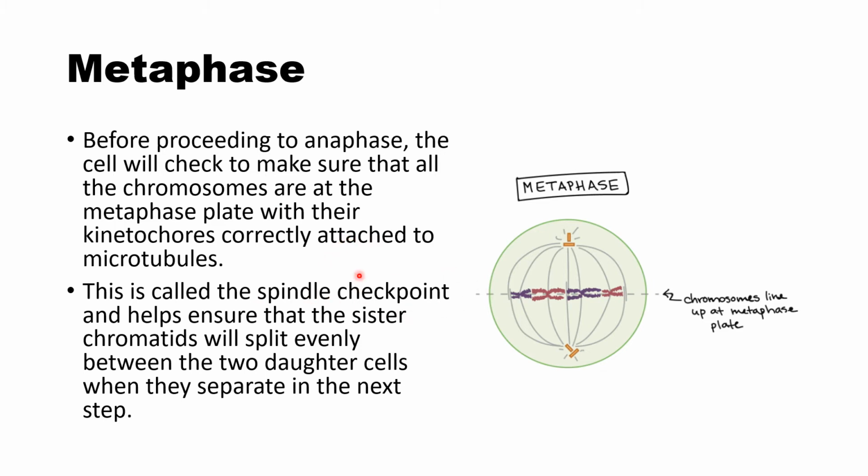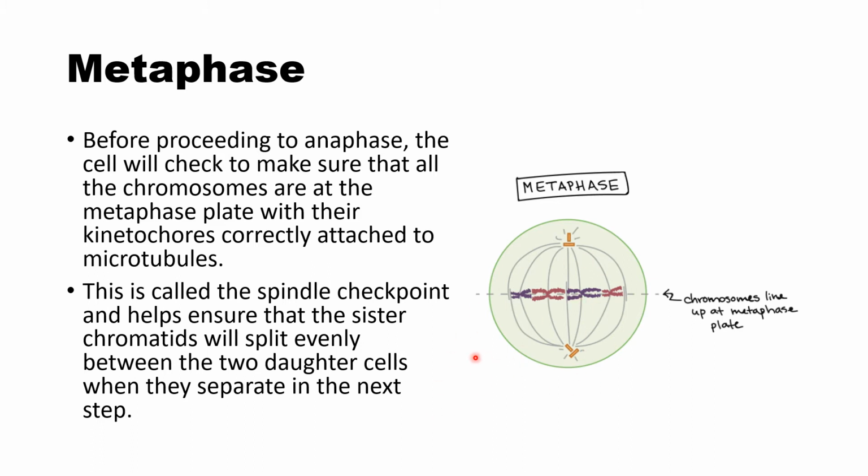So, yung gagawin ngayon ng cell is i-double check niya yung mga chromosome if they are properly aligned doon sa metaphase plate. So, i-double check na kung meron nga bang hindi properly aligned, meron nga bang hindi pa nakapunta doon sa metaphase plate na chromosome. And then, another one is, dino-double check rin niya kung yung mga microtubules are naka-attach na doon sa kinetochore. So, yun yung i-double check.